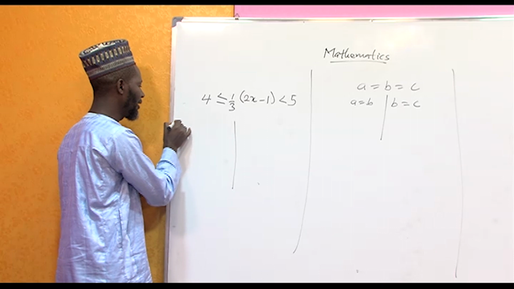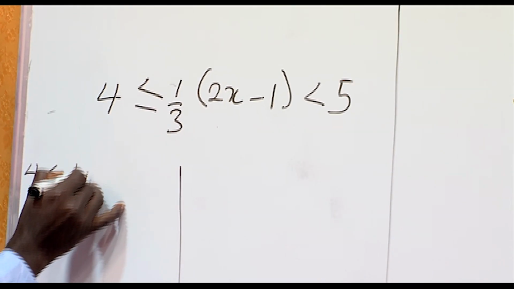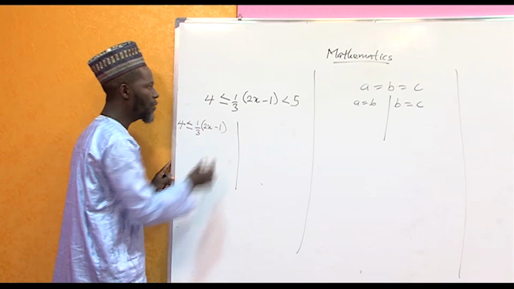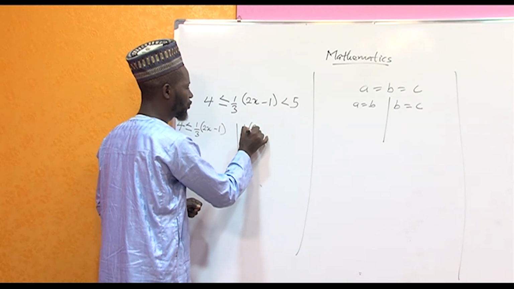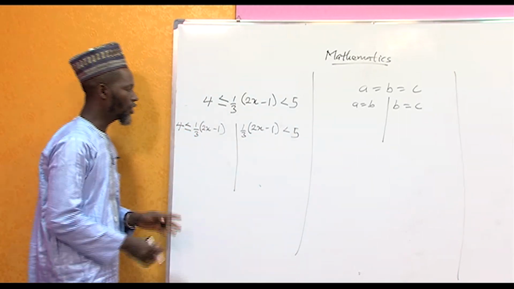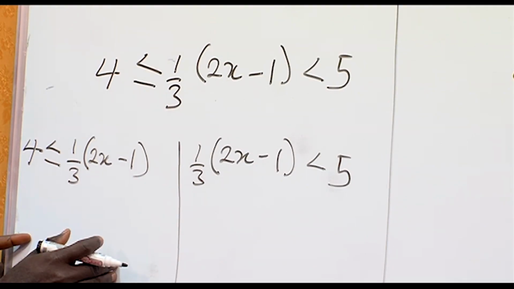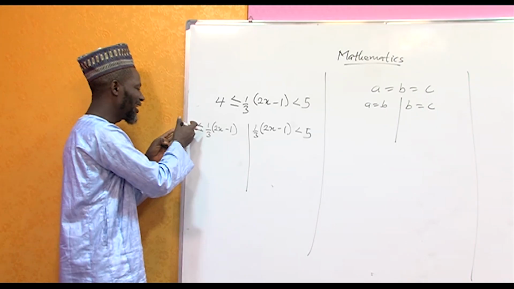So we have 4 less than or equal to 1 over 3 into bracket 2x minus 1. Then we have 1 over 3 into bracket 2x minus 1 less than 5. So we are going to solve this and we are going to solve this. Now for this, you can cross multiply. We have our right hand side and we have our left hand side.